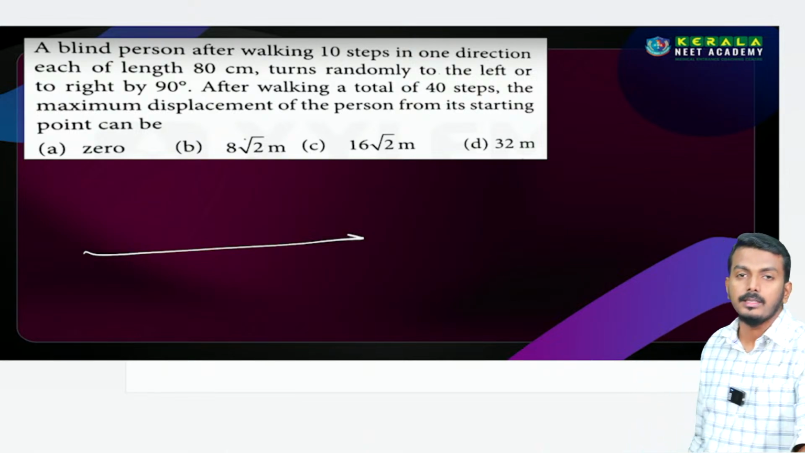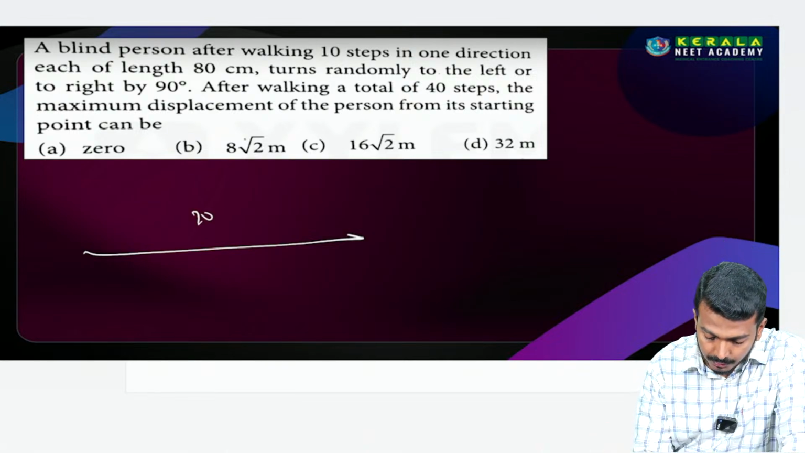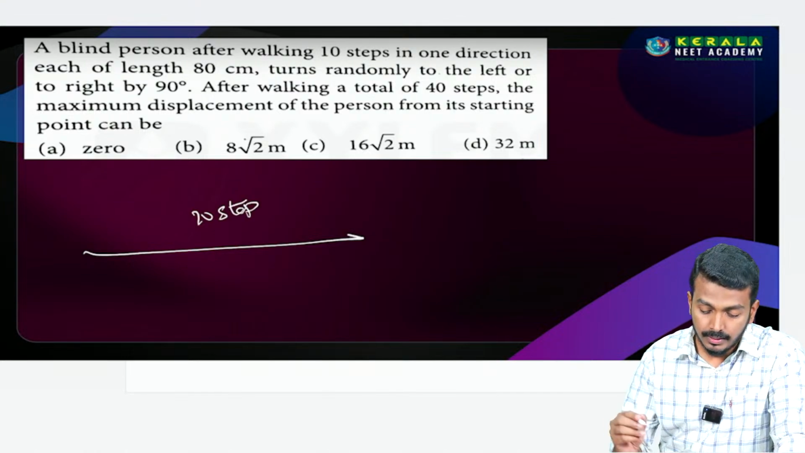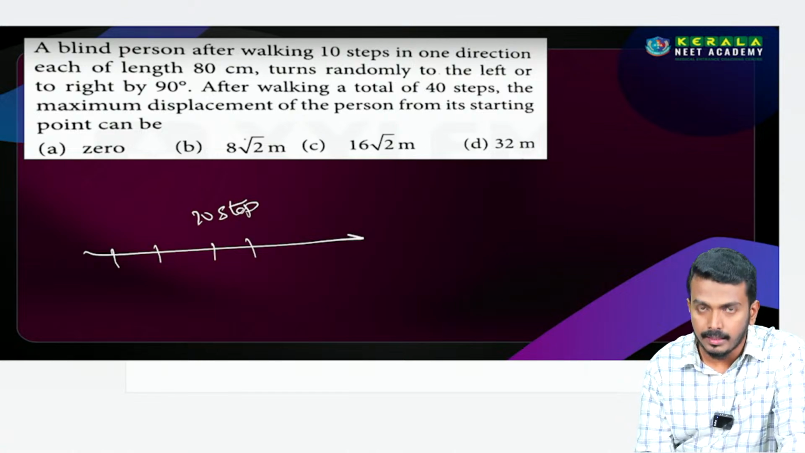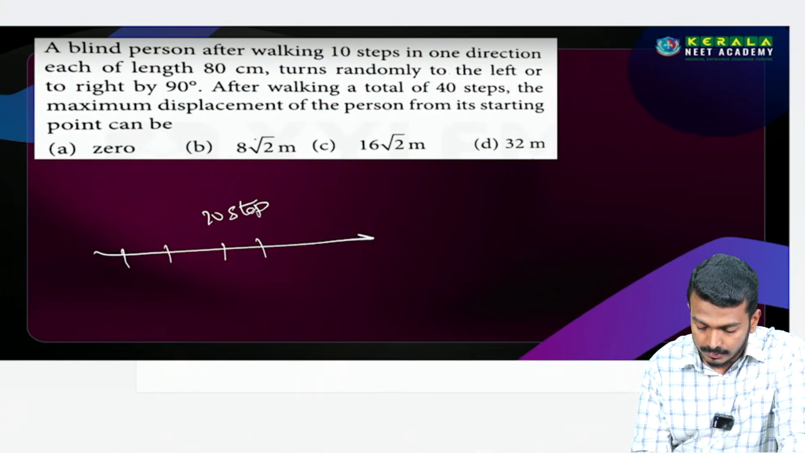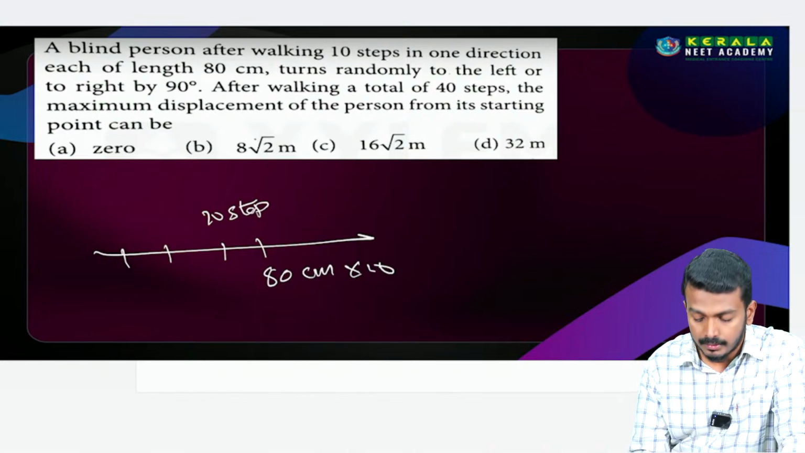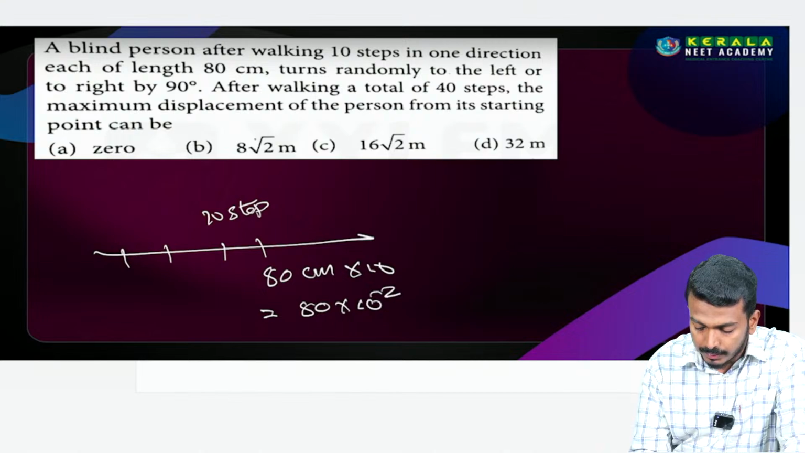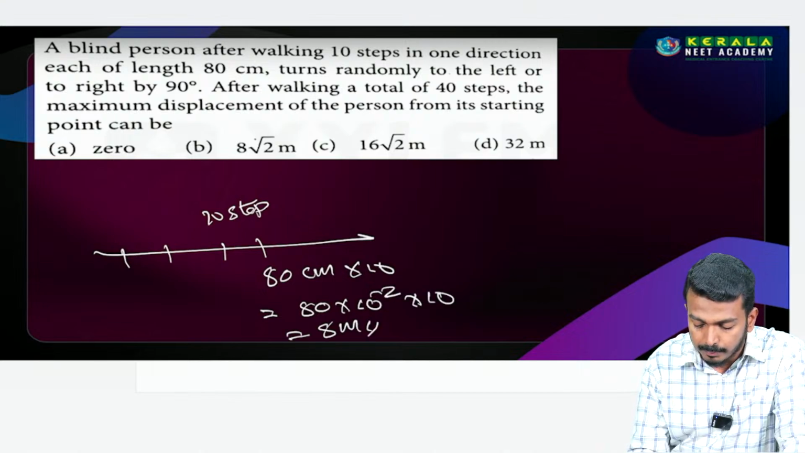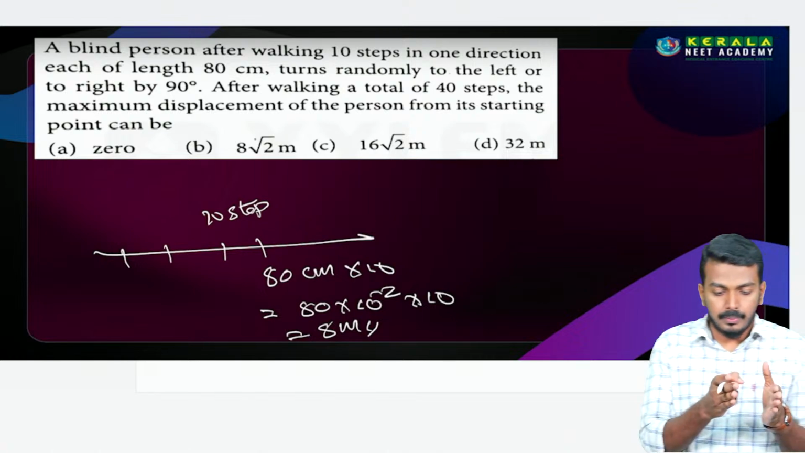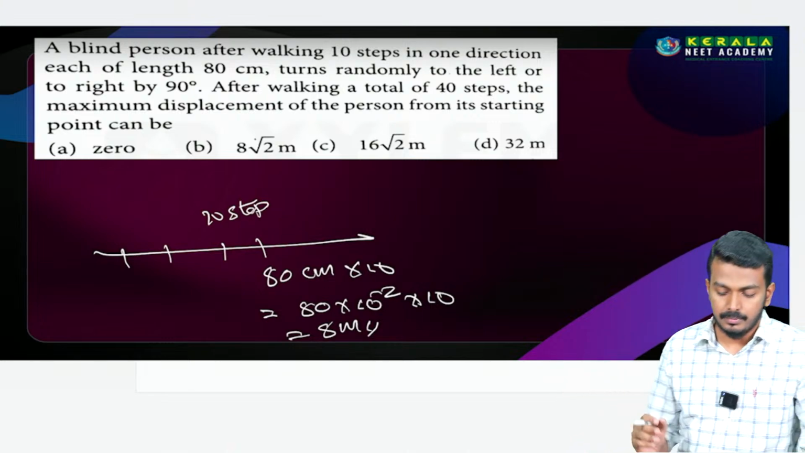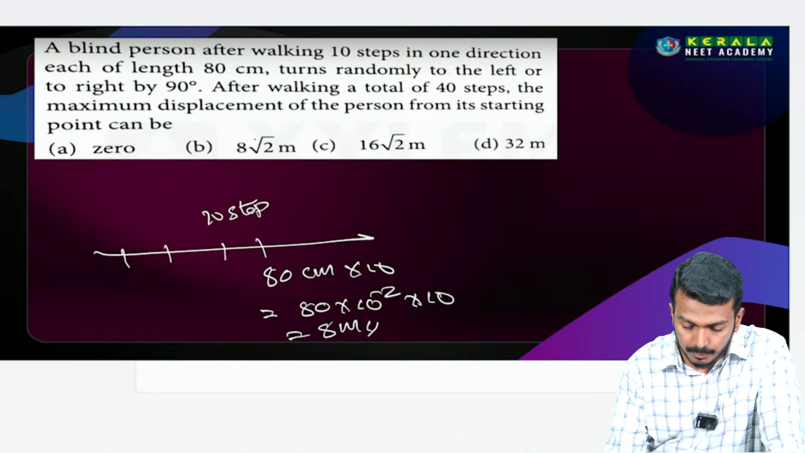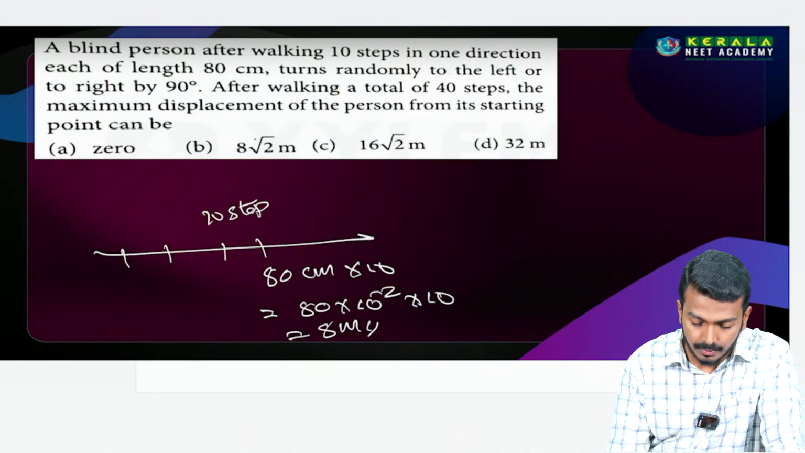When checking this question, initially how many steps were taken? 10 steps. Each step is 80 centimeter. So the initial length is 80 centimeter into 10, that is 80 into 10 power minus 2, which is 8 meter. So when the person takes 10 steps, the distance travelled is 8 meter, correct. For 10 steps it is 8 meter.